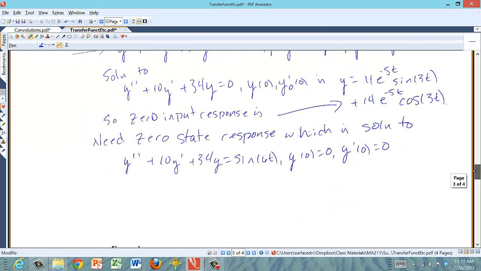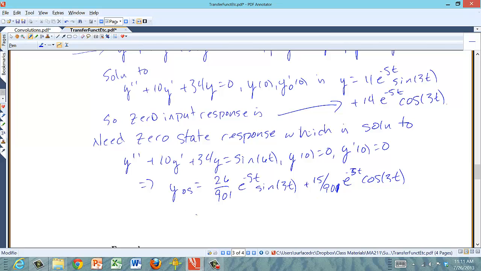Okay, and I've already solved that problem for us. So the zero state response is, I'm sorry this is ugly, but it's 26 over 901 e to the minus 5t sine 3t plus 15 over 901 e to the minus 5t cosine 3t minus 1 over 1802 sine 6t minus 15 over 901 cosine 6t. Okay.